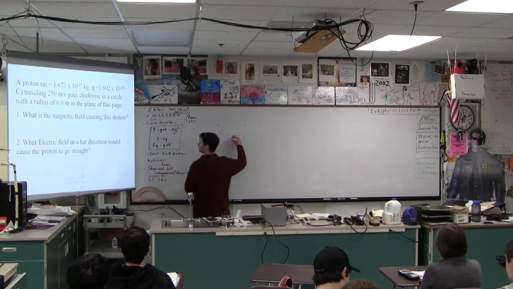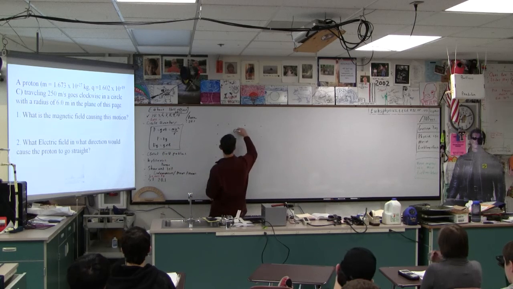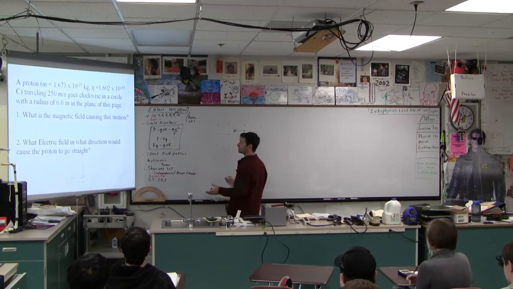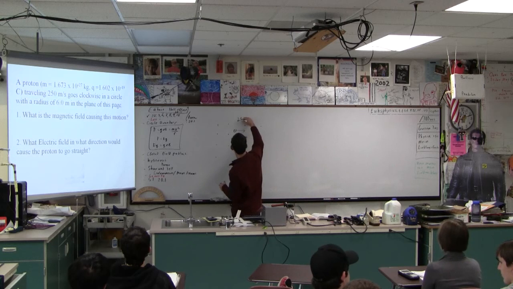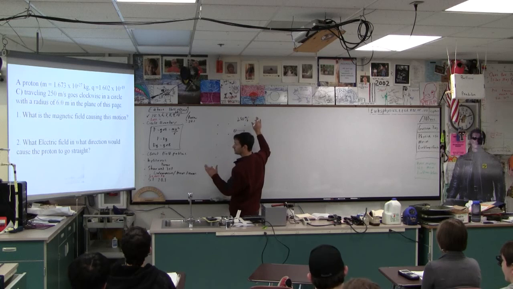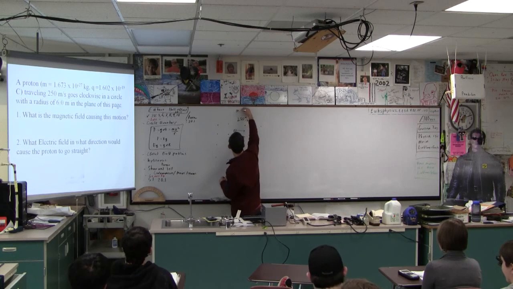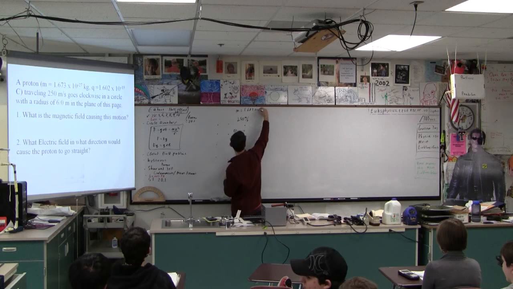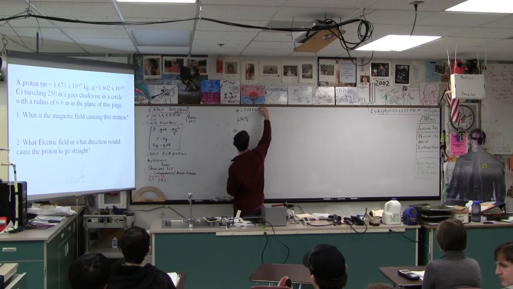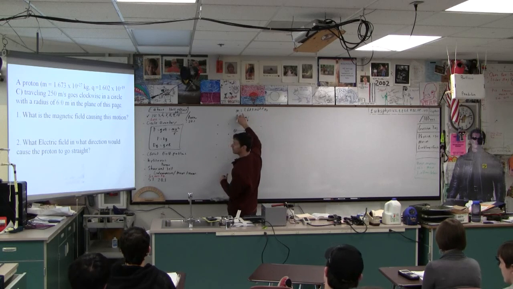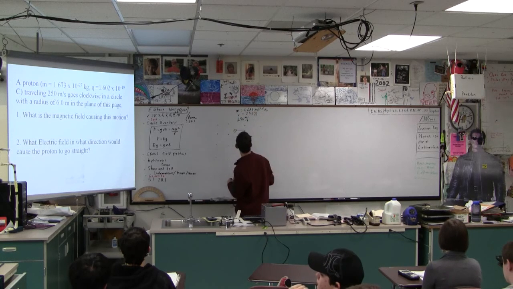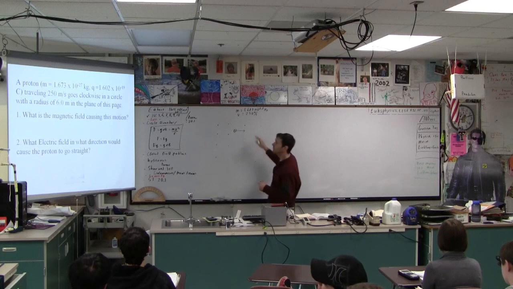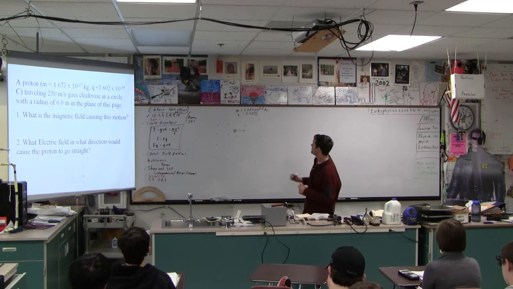So let's say that this proton is moving this way. It just happens to be moving this way, and it's going 250 meters per second. And it's a proton, so it's got a certain mass, certain charge. Mass is 1.673 times 10 to the minus 27th kilograms. Its velocity is 250 meters per second, and it's got a radius of 6 meters.